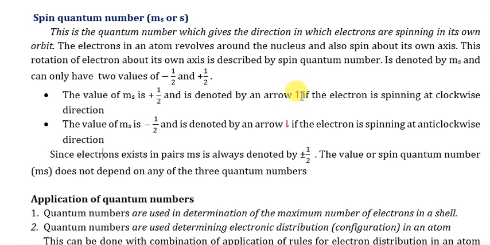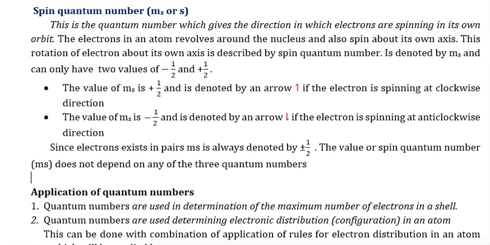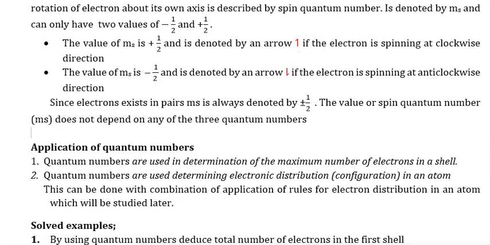We shall see the principles of writing electronic configuration. Since electrons exist in pairs, ms is always denoted as plus or minus a half, meaning that represents 2 electrons. So the value of the spin quantum number does not depend on any of the 3 quantum numbers.